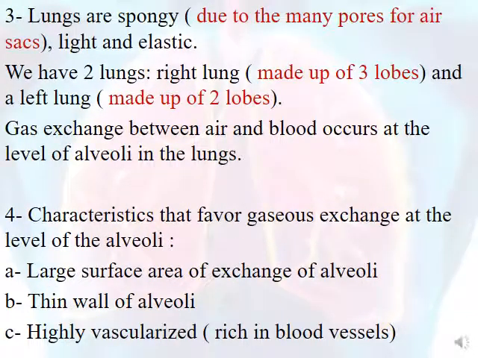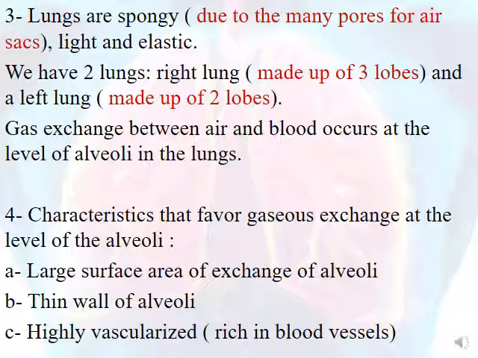The lungs are spongy. They are light and elastic. Why are they spongy? Due to the presence of many pores for the air sacs. As you know, we have two lungs, the right lung and the left lung. The right lung is made up of 3 lobes, whereas the left one is made up of only 2 lobes.